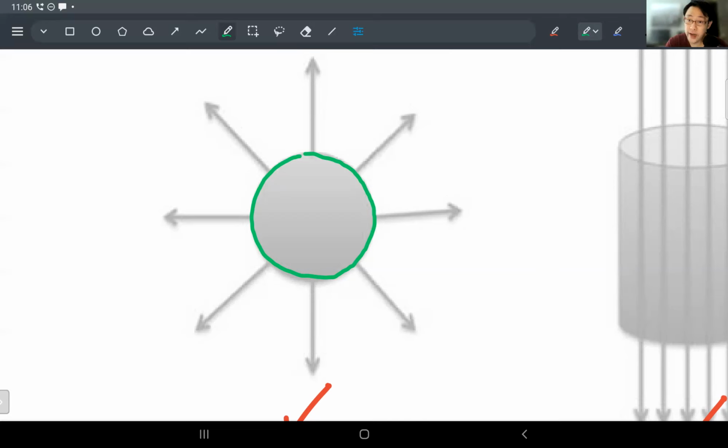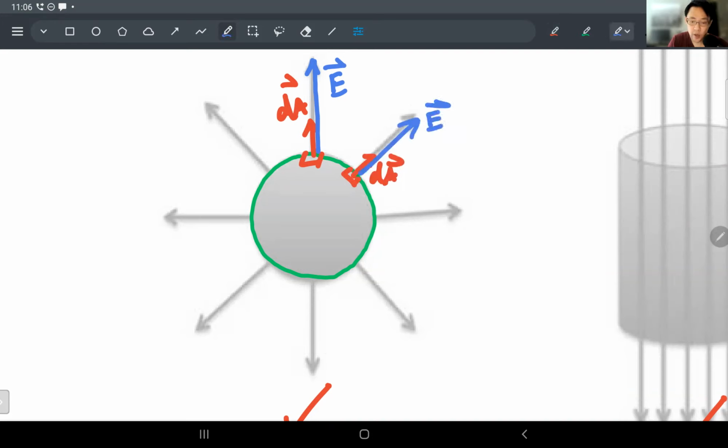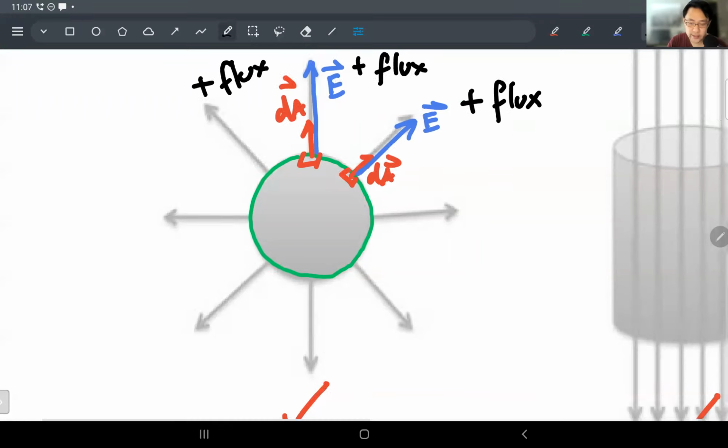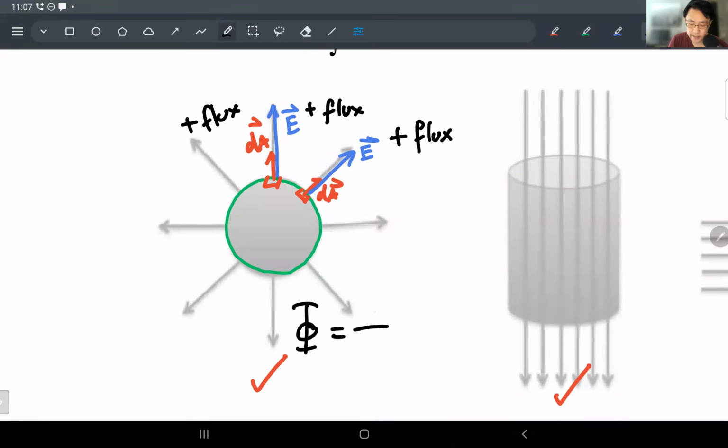Very good. Somebody answered already. Cool. It's supposed to be positive. Why? Because on this piece of area, you have the surface area dA pointing out, and the electric field is also pointing out. So the angle between the electric field vector and dA is always zero, no matter where you look. Everything gives you positive flux. When I say positive, I mean positive flux, so it won't get confused with positive charge. So the net flux here is supposed to be positive.